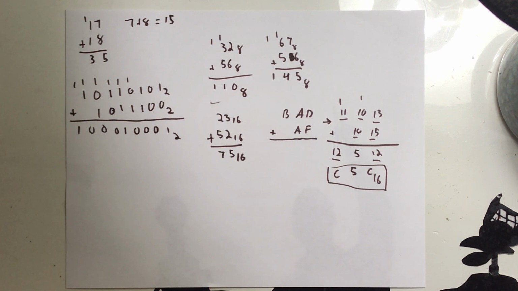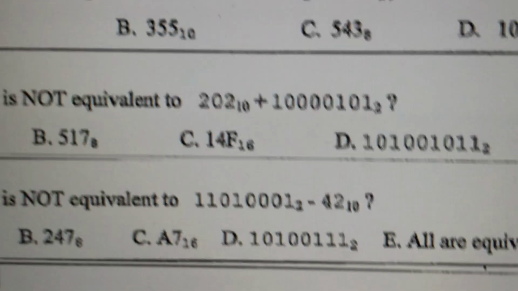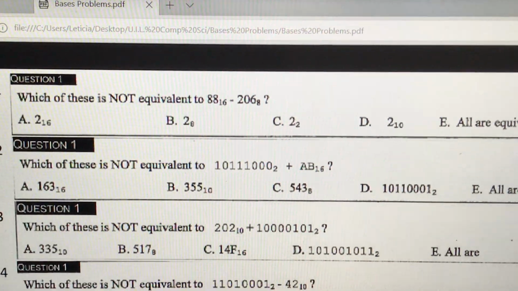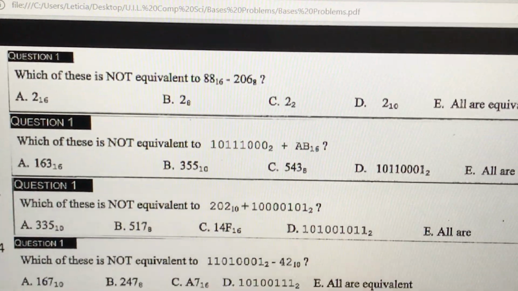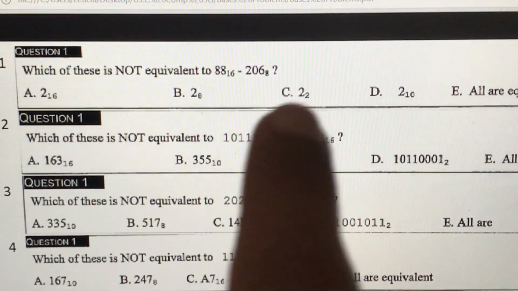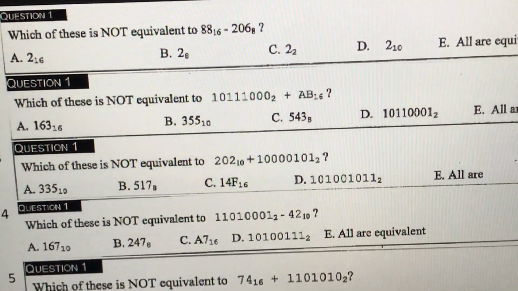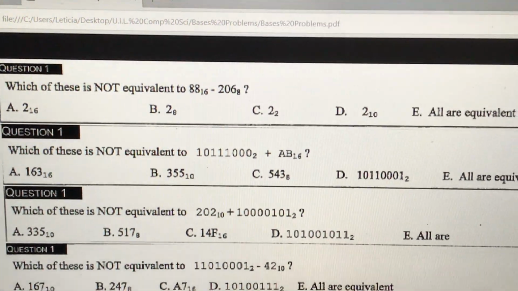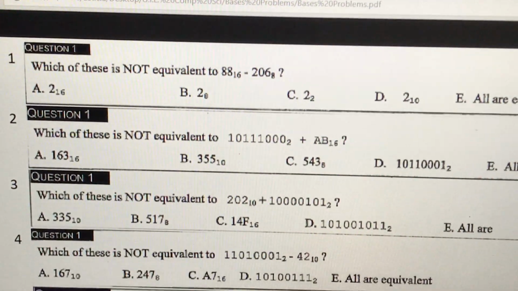Now I'm going to show you guys how question number 1 looks in the actual computer science test. It actually looks like this. Let me get the camera real quick. Most of the questions are like: which of these is not equivalent to 88 base 16 minus 206 base 8? They're mainly 2 different bases, and you want to add or subtract them, or they can be in the same base. It doesn't really matter. Question number 1 is actually a really easy question.